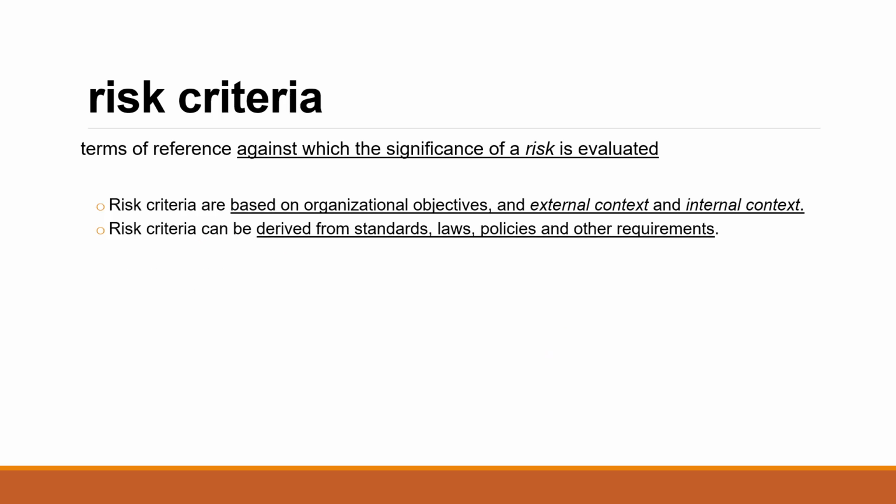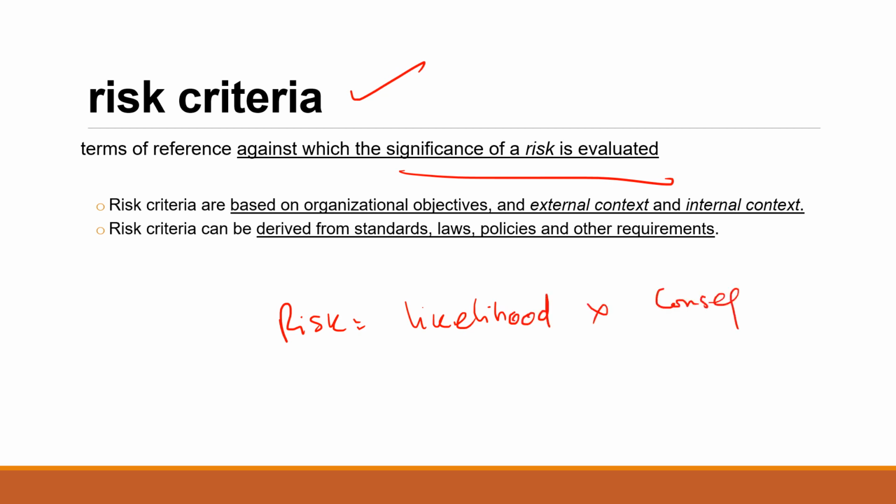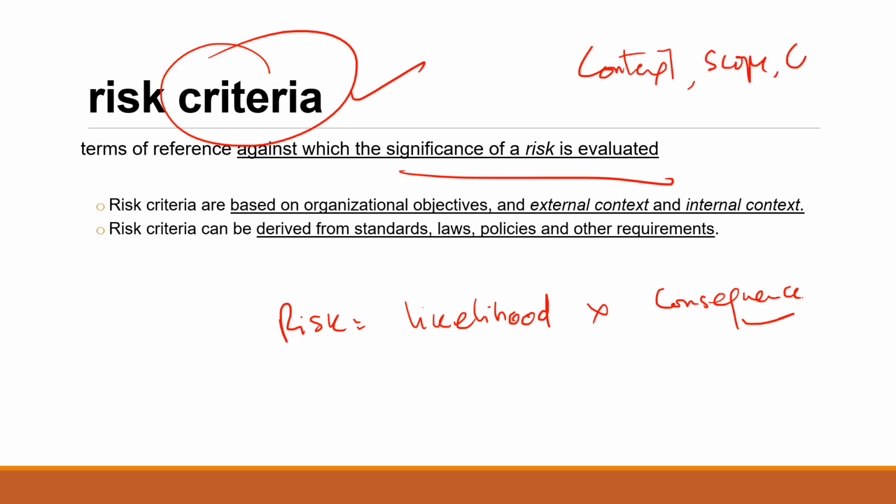Criteria is very important. Risk criteria: there are different criteria when we talk about risk. There are criteria for risk assessment and criteria for risk acceptance. Risk criteria is basically the terms of reference against which the significance of a risk is evaluated. If you remember, I said that risk is a combination of likelihood and consequence. This is what we establish when we start the risk assessment. Before we go for risk assessment, we should understand the context, the scope, and the criteria.